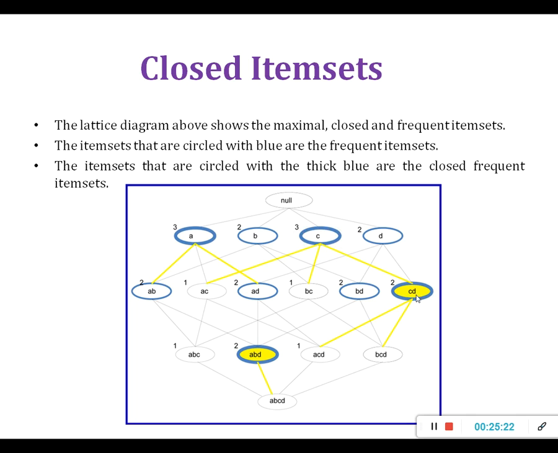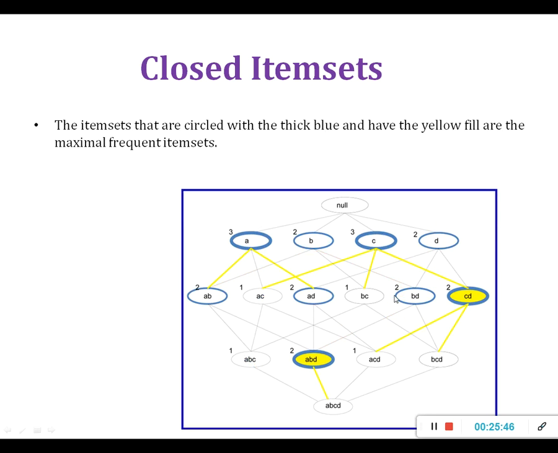If I am talking about CD, if you check CD, yes, ACD and BCD both are not frequent because they are not marked with the color. They both are not frequent, meaning all the supersets of CD are not frequent, and that's why I will say that CD is a maximal frequent item set.